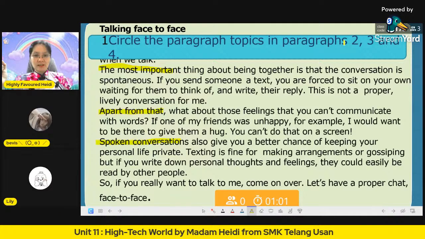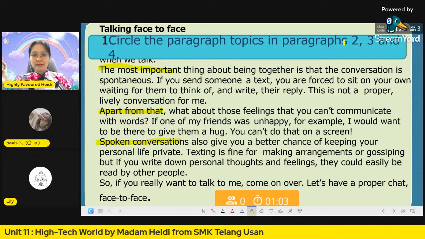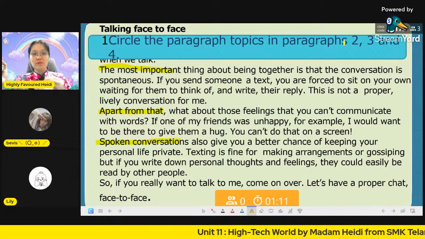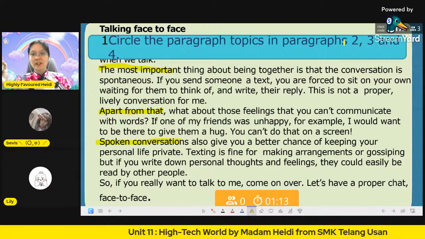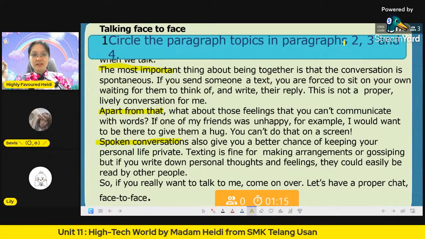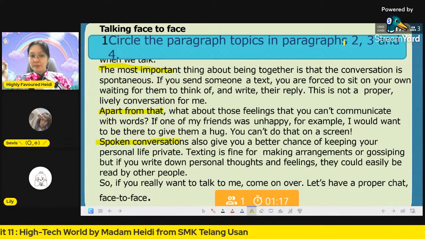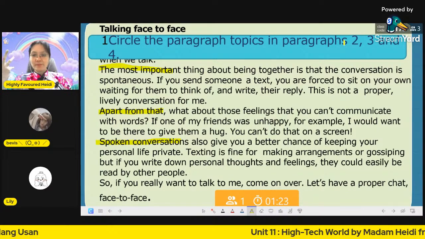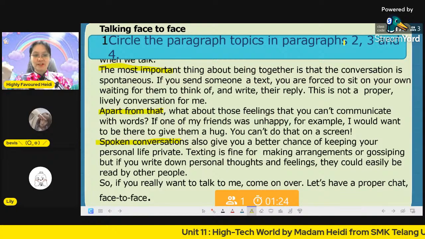Spoken conversation also gave you a better chance of keeping your personal life private. Texting is fine for making arrangements or gossiping, but if you write down personal thoughts and feelings, they could easily be read by other people. So if you really want to talk to me, come on over. Let's have a proper chat, face to face.